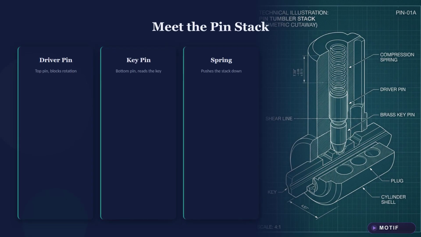Each pin isn't one piece, it's a stack. Why 2 pins instead of 1? And why would a spring push them downward? Consider what happens if the break between these 2 pins lands in exactly the right place.